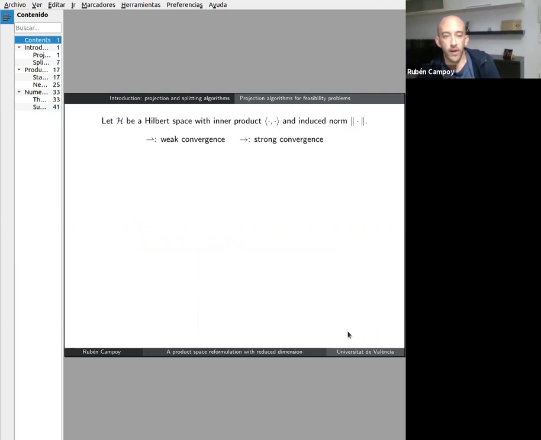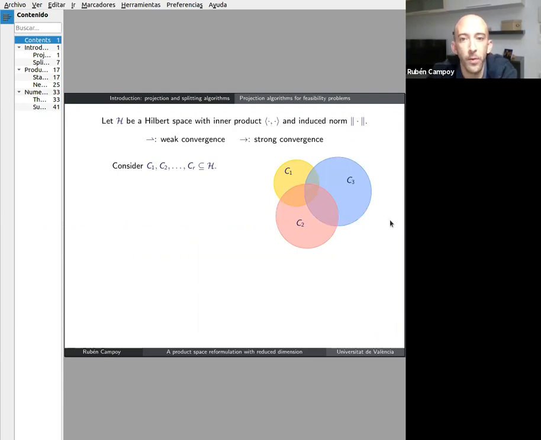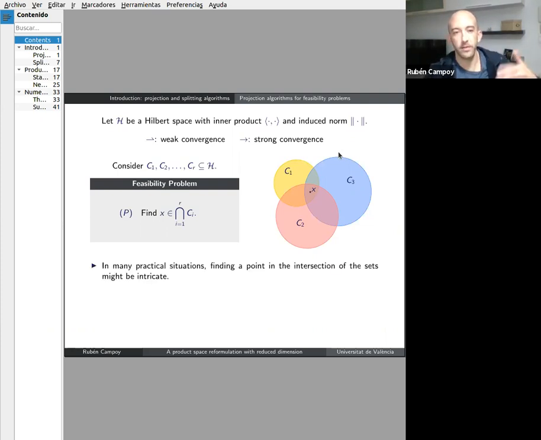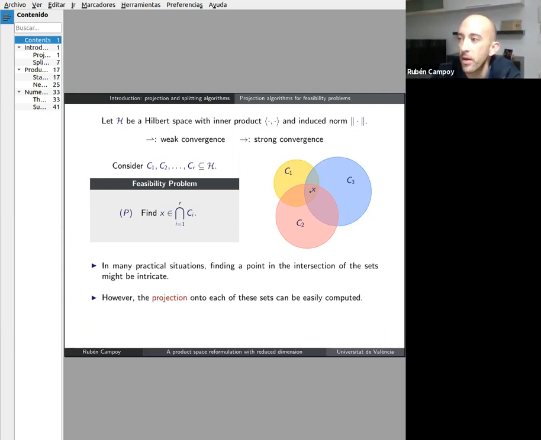Okay, so in our framework, we work in Hilbert spaces, and we denote weak convergence by this half arrow and strong convergence by the full arrow. We consider a collection of sets, and we want to find a point in the intersection, which is called the feasibility problem. We might deal with problems whose intersection is really hard to deal with directly, but instead we know how to compute projections onto the individual sets. So in those situations, we will make use of the so-called projection algorithms.